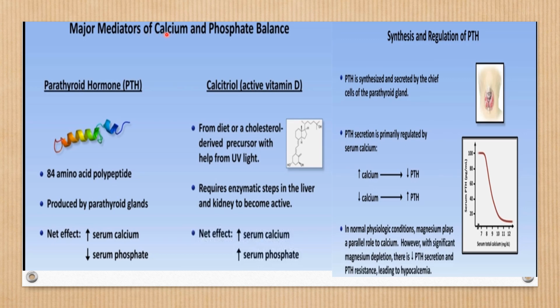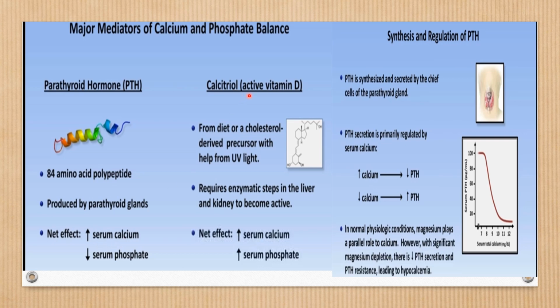Major mediators of calcium and phosphate balance. The first one is PTH, the parathyroid hormone. This parathyroid hormone is produced by the parathyroid glands. And what is its effect on calcium? It increases the serum calcium level.